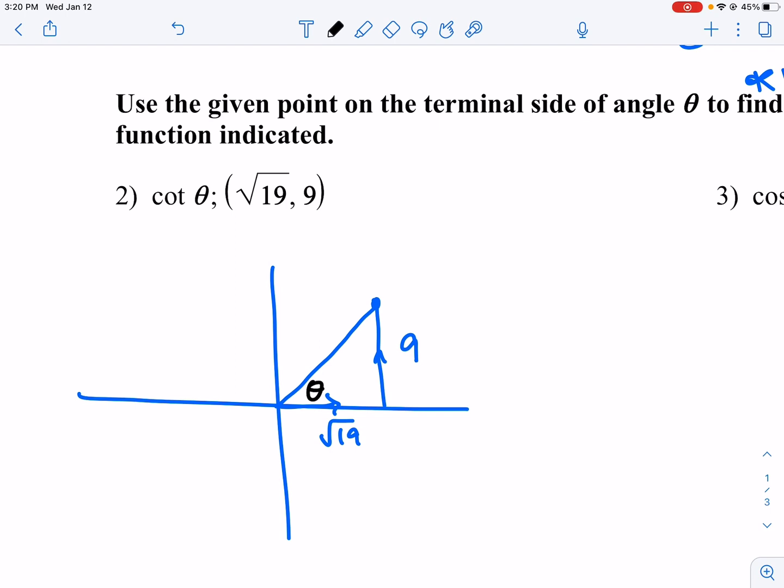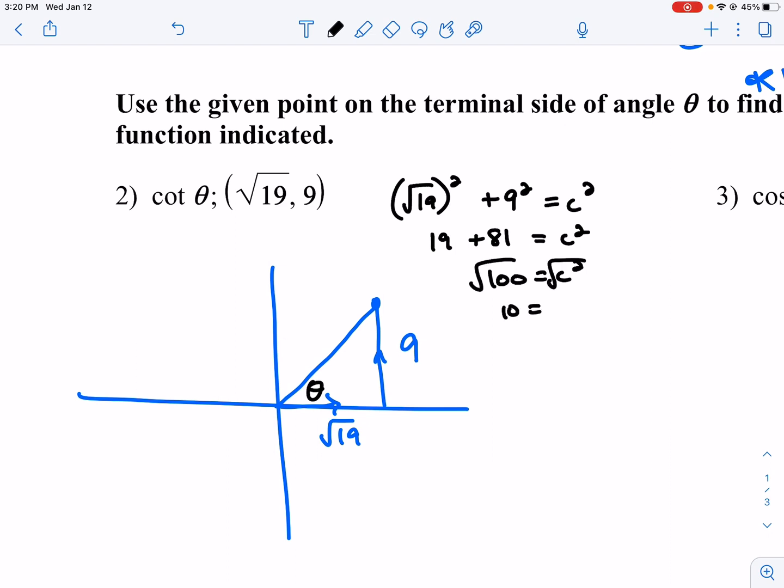I know in this case, because I'm doing cotangent, I don't necessarily need it, but I just want to remind you that if you were finding another ratio here, you would square both, which is 19 plus 81, which is c squared. And then remember, to get c, you take the square root. So in this case, c is 10. From here, we know that cotangent is adjacent over opposite, so this is radical 19 over 9, and that would be it. Because this is in quadrant 1, everything is positive here, so I can honestly say that your ratio is going to be positive as well.